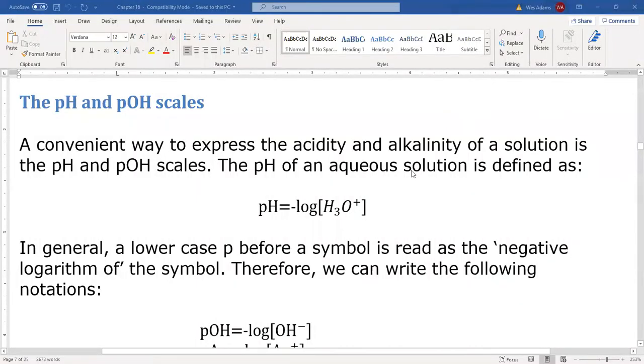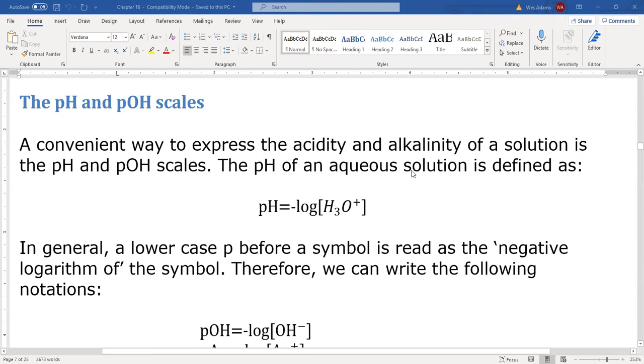Okay, let's talk a little bit about pH and pOH scales. There's a convenient way to express the acidity or alkalinity of a solution. We can use pH or pOH. pH is certainly most common. It is defined as the negative logarithm of the hydronium ion concentration.